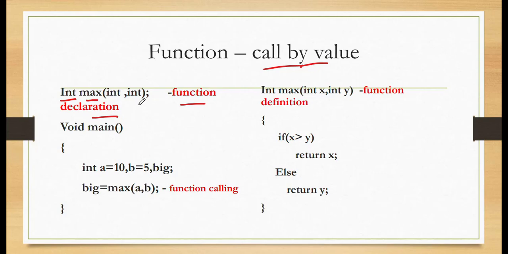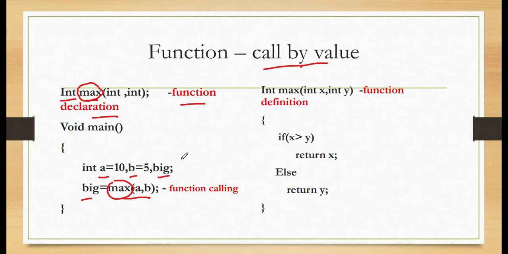Understood? And now enter into the main function. So the program starts execution from here. So void main, open parenthesis, integer a equal to 10, b equal to 5 and big. So I used three variables. Then big equal to max of a comma b. What is max here? This is the name of the function. So inside the main function you are calling that function.